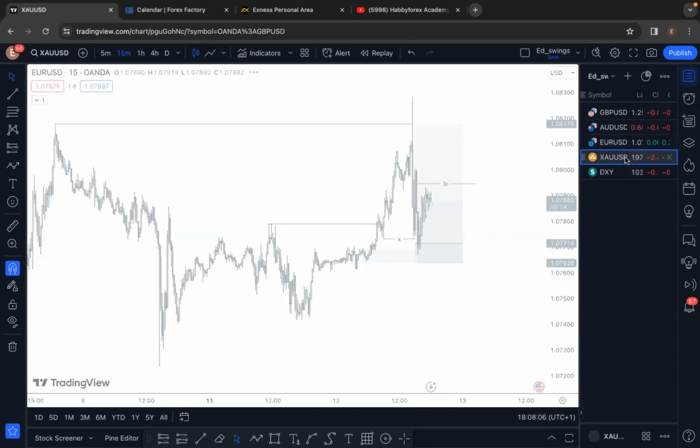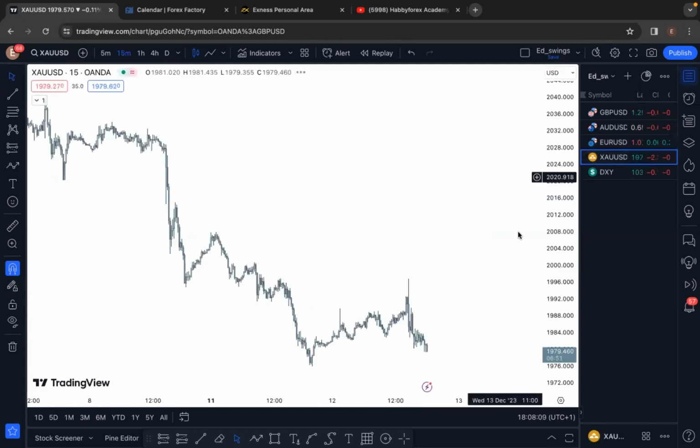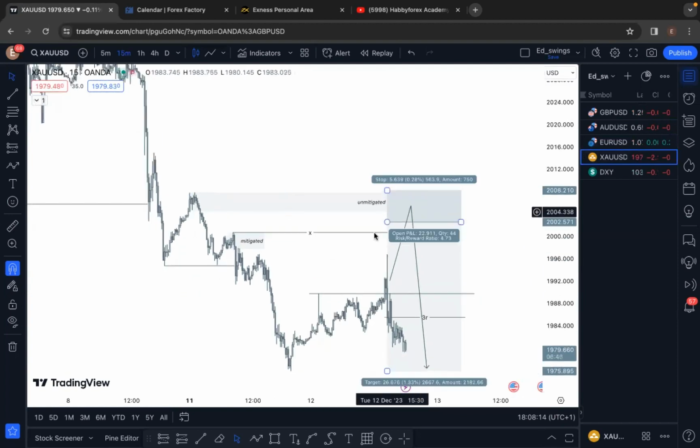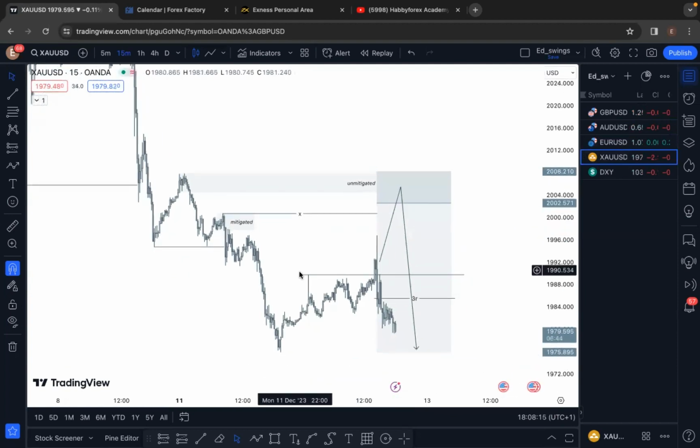Then gold didn't do much. I had an entry here, gold didn't get there. So I still have this entry on gold. I'm still going to hold the entry. The entry is still quite valid for now.